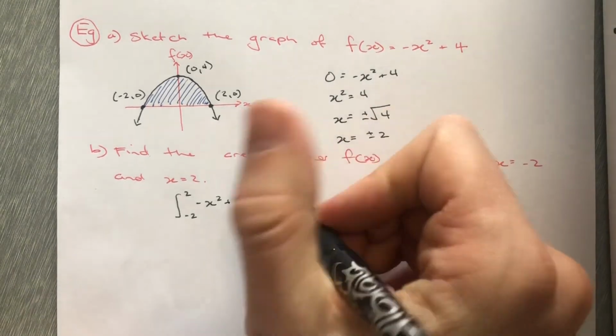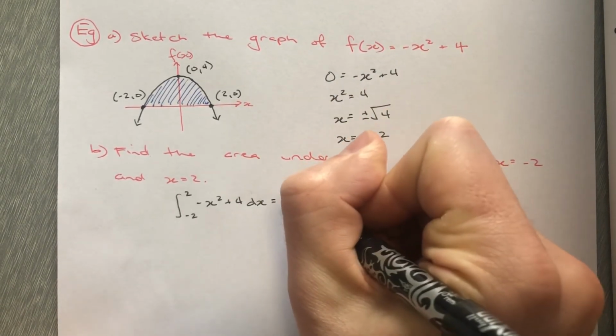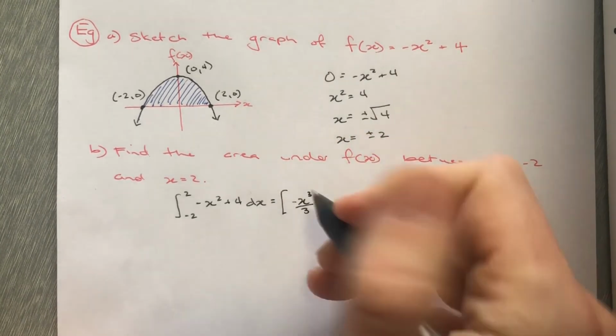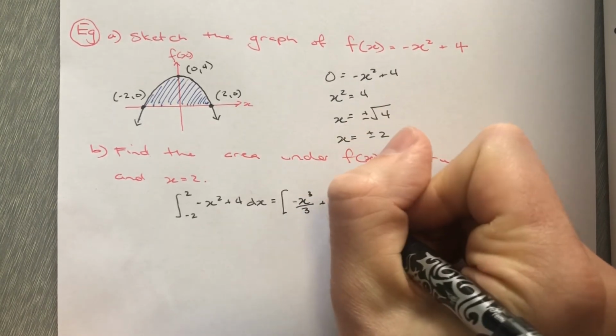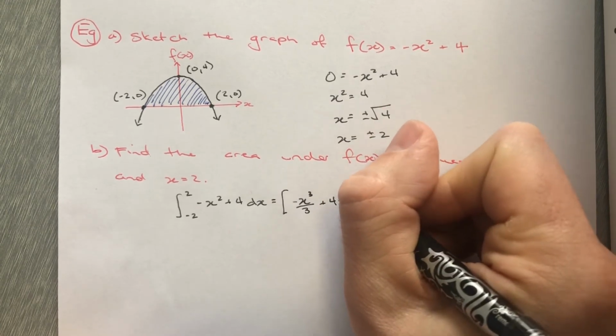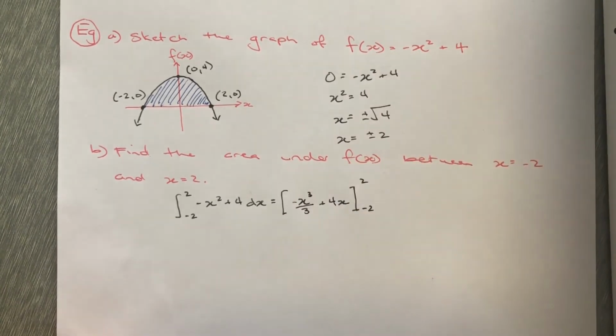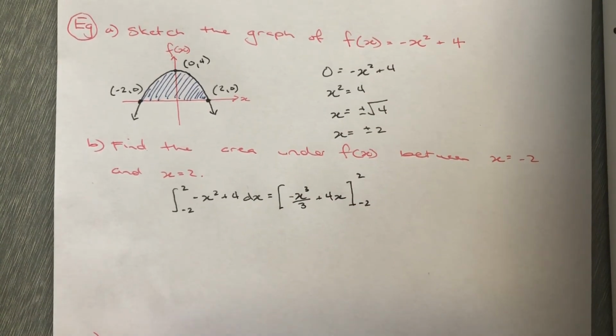Okay, so let's do it in this box here. The squared's going to go to 3, divided by that new power, and x appears under that 4. We don't need the c. Now the lower boundary is -2, our upper boundary is 2. We're going to have to do some substitution now.